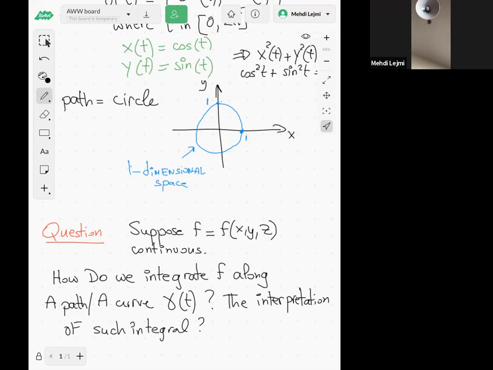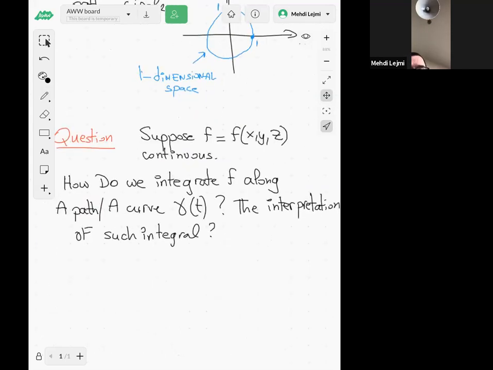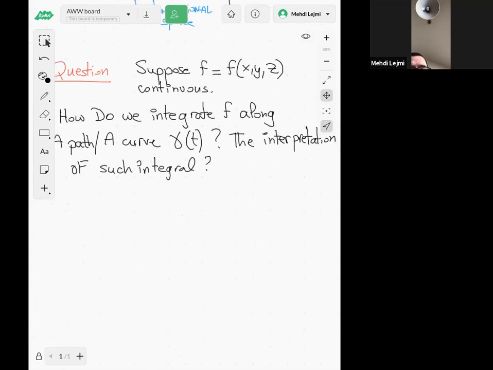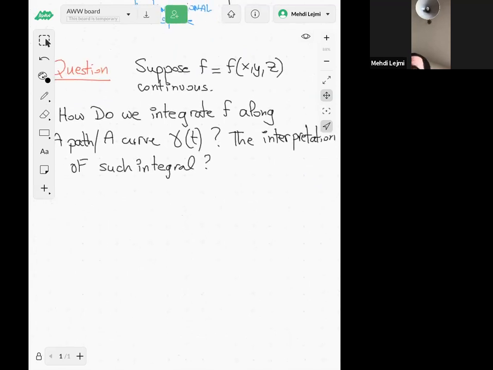So remember, guys, if you have a function of 3 variables, we know how to integrate a function of 3 variables over some solid in the space, right? Now, what we are trying to do is to integrate some function of 3 variables along some curve in the space. So let me define this integral of this function f along this curve or path in the space.